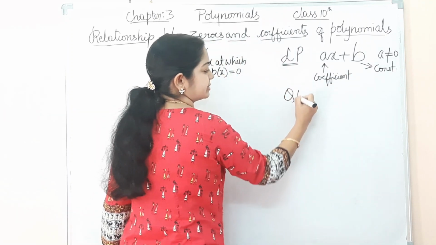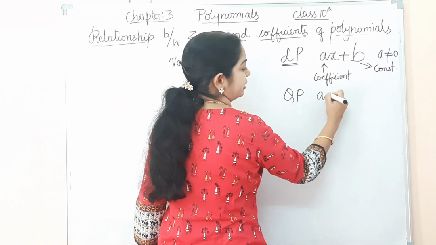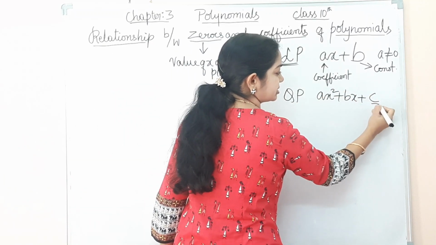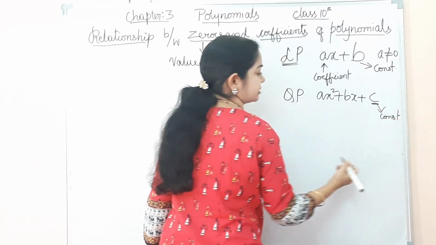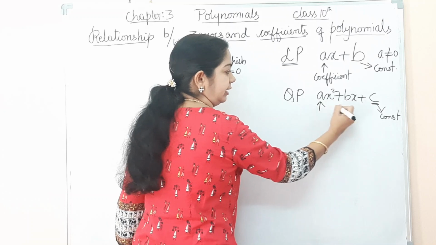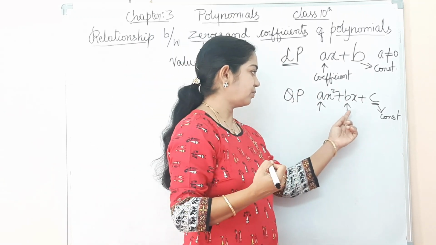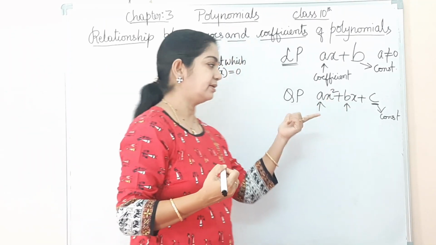Now when we take the example of a quadratic polynomial, see here, ax square plus bx plus c, the constant is c, right? Whereas the coefficients are a and b, the coefficient of the x variable and the coefficient of the x square variable, right?